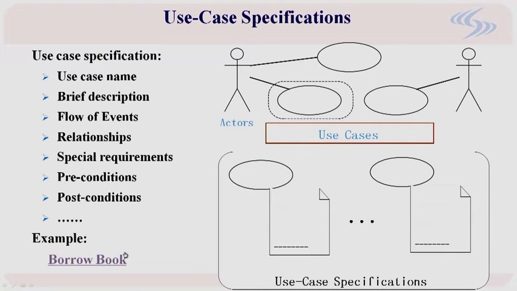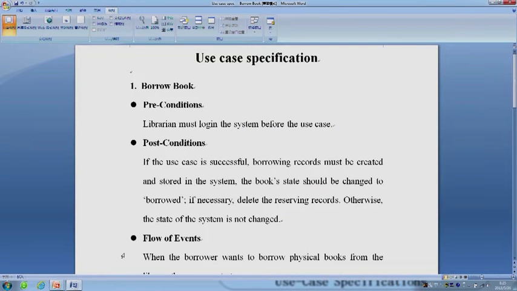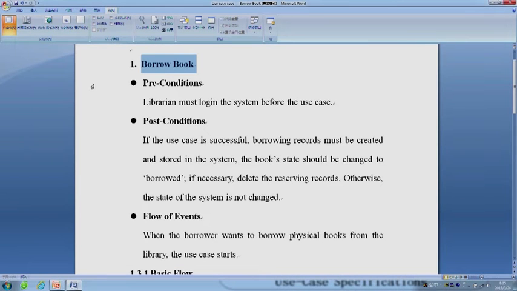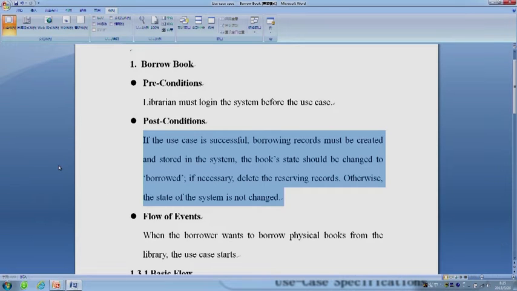Okay. Well, okay, so let's take an example. Borrow book in library management system. So the use case name is borrow book, and there are some preconditions for the use case. Library must log in the system before the use case. And post conditions. If the use case is successful, borrowing records must be created and stored in the system. The book state should be changed to borrowed. If necessary, delete the reserving records. Otherwise, the state of the system is not changed.